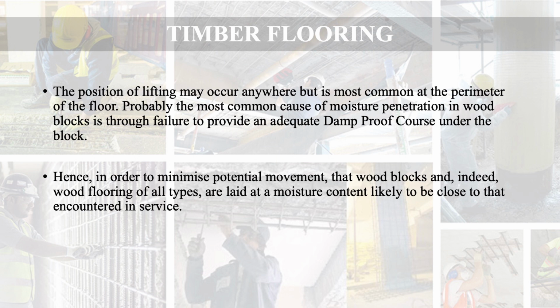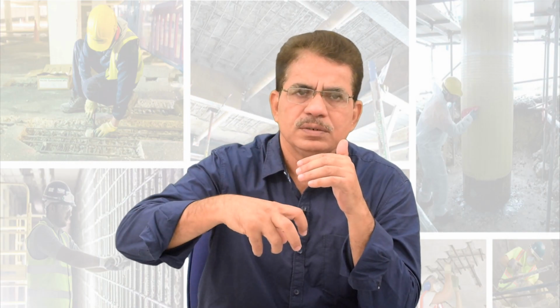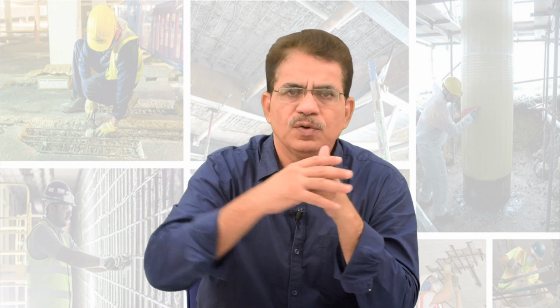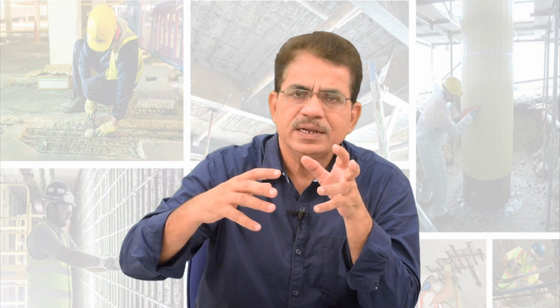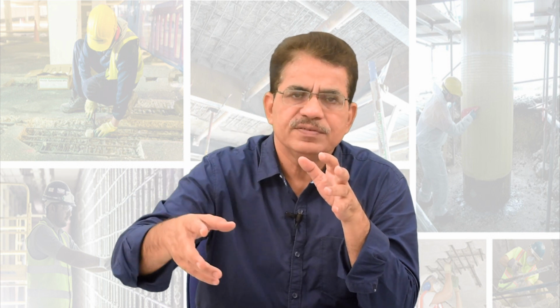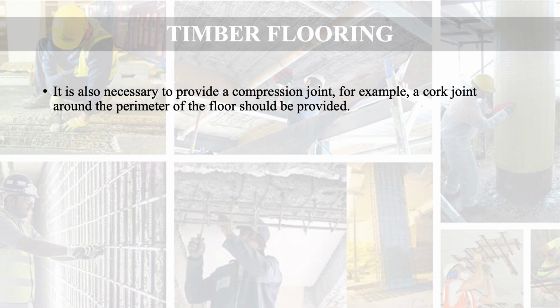are laid at moisture content likely to be close to that encountered in service. It means we should do this flooring at a moisture content which the building has to see in its service life. It is also necessary to provide a compression joint. For example, a cork joint around the perimeter of the floor should be provided.